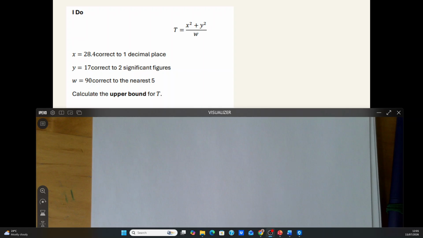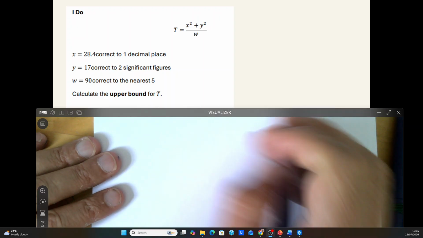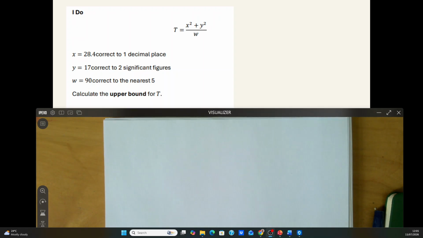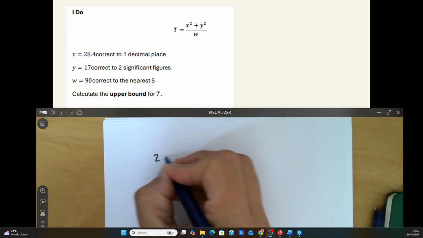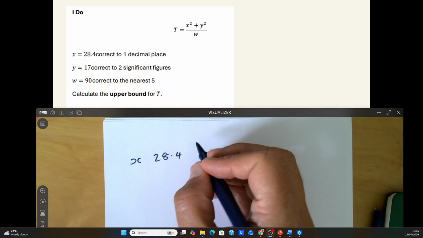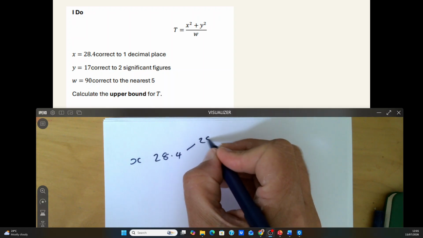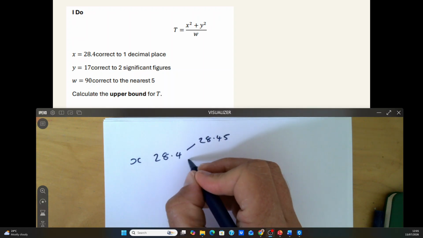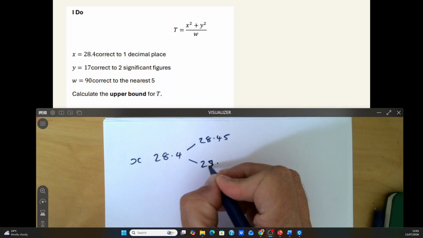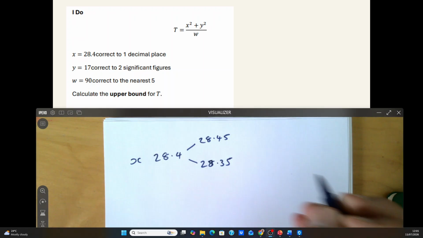As soon as I see a bounds question, I pick every number in it, and I write the upper and lower bounds for them, just to make sure that I've got them all in front of me, because I think it just makes my life easier. So I've got 28.4, so x equals 28.4 to 1 decimal place. So the upper bound of that is 28.45. The lower bound is 28.35. That's x.